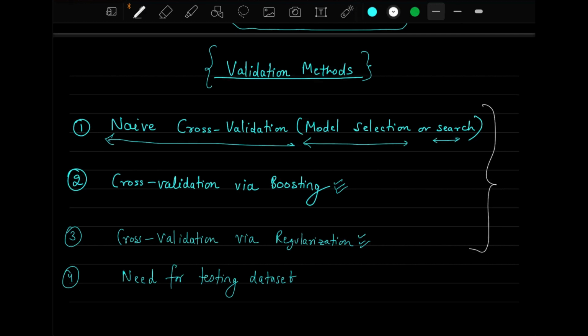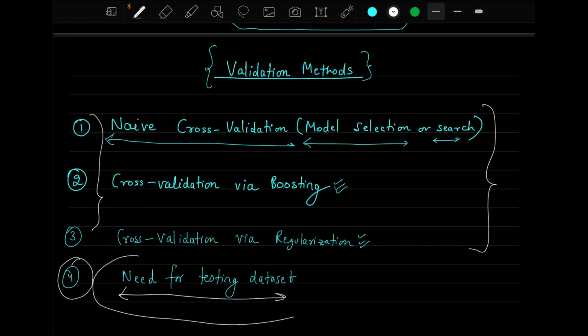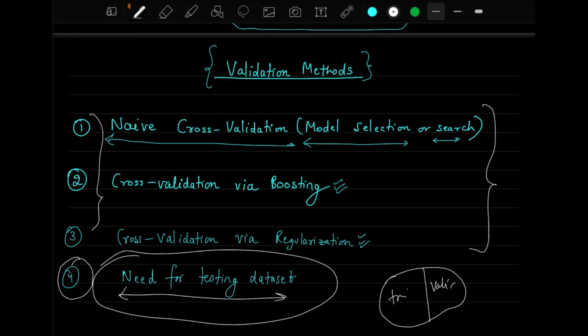The last point, which is different from these three, is the need for a testing data set. Please note, I have not yet divided our data set into a testing data set. What I am advocating right now is that you divide your complete data set into two parts: one is the training, another one is the validation. Right now I am doing that. I am creating a picture where the training data set we have seen is not working fine, so let's create another data set, which is the validation data set. I am advocating that, but right now I am not advocating the testing data set.